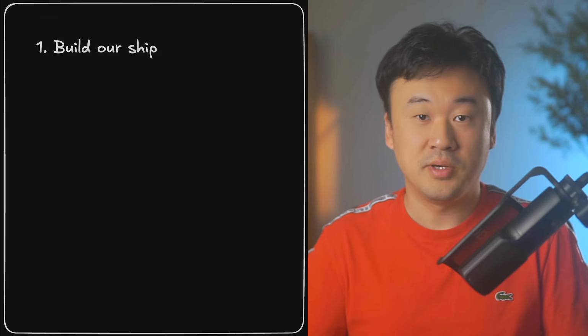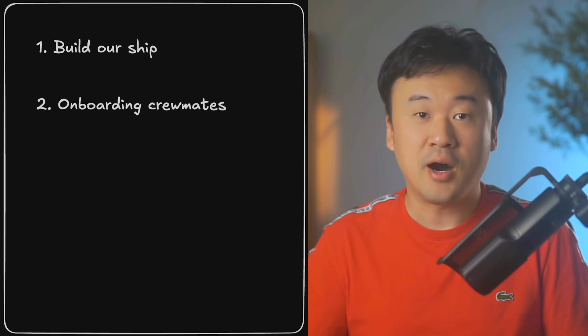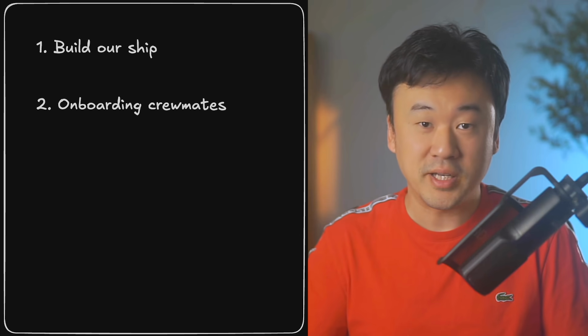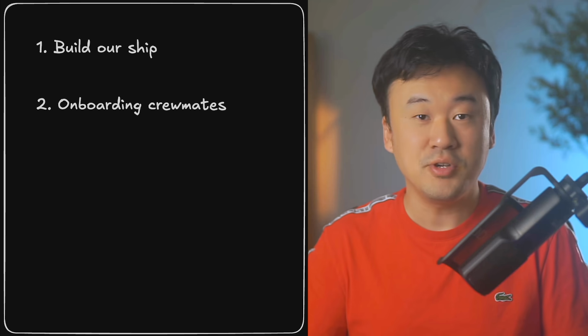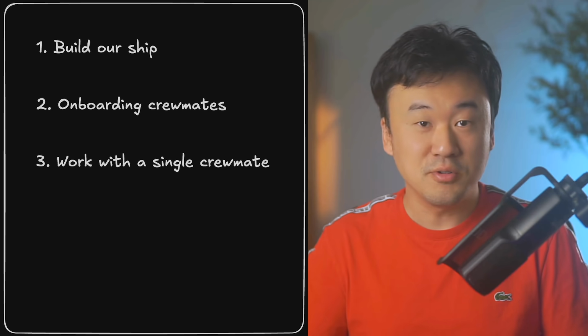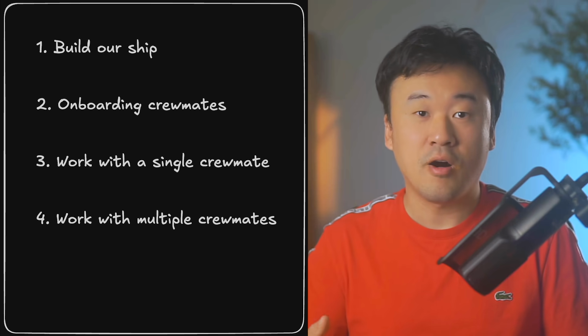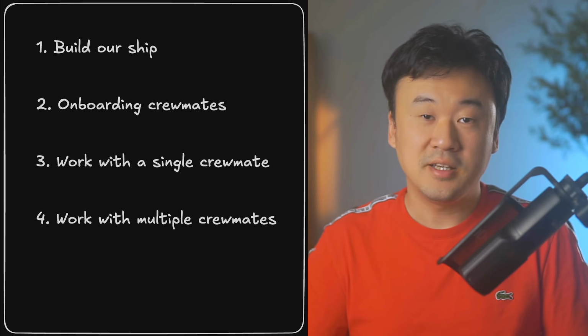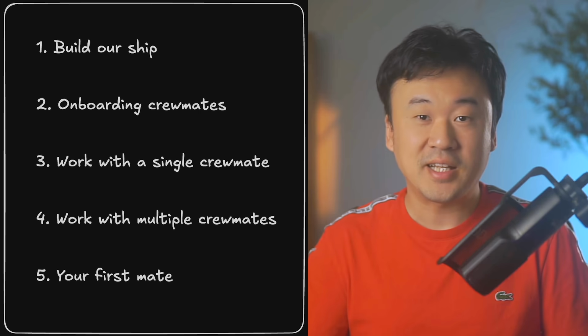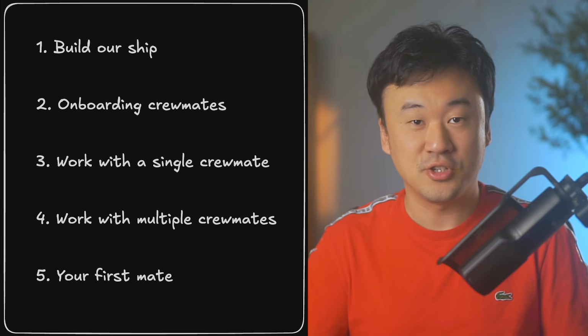Largely speaking, we will be walking through these chapters. We'll start with assembling our ship, where I will introduce the core setup. We'll then talk through how we recruit and ramp up our crewmates with the right usage of memory and skills. I will then demonstrate how we work with a single crewmate effectively. Then we'll upgrade to working with multiple crewmates all at the same time. And lastly, we will recruit a first mate that manages a lot of the overhead for us so we can stay focused on the big picture as a captain.